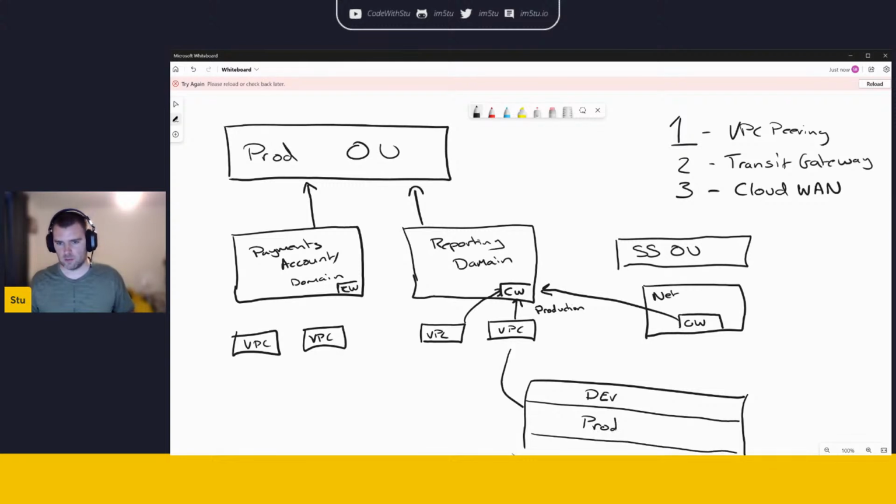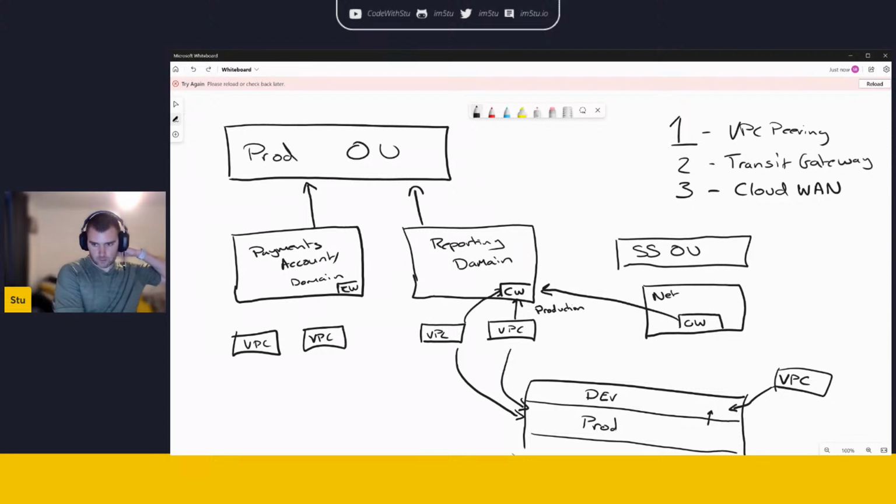And as these VPCs attach in there, we're basically saying to Cloud WAN, go and connect everything that has the network segment production together, but isolate it from anything in dev. So if I've got a VPC in the dev account, there is no way that this boundary can be crossed. That can't happen. So this makes it really, really powerful for cross-account stuff.